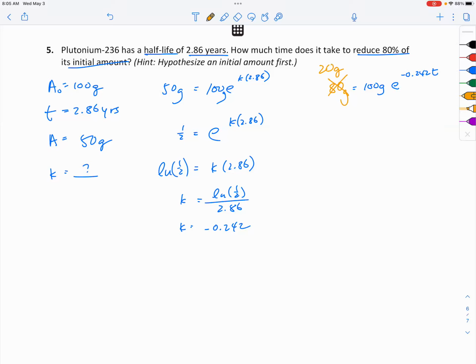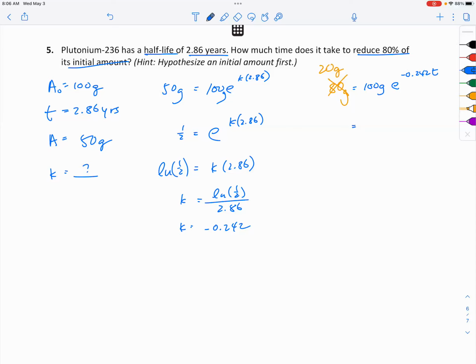Now this is one common problem because some kids just look at the numbers. They don't look at the meaning. It says how much time does it take to reduce 80% of its initial amount. So 80% is gone. How much is left? 20% is left. So this is not us trying to trick you, by the way. It's just how a lot of times it's being phrased.